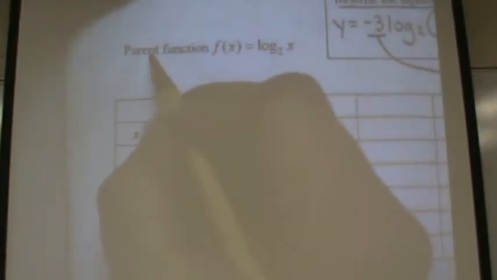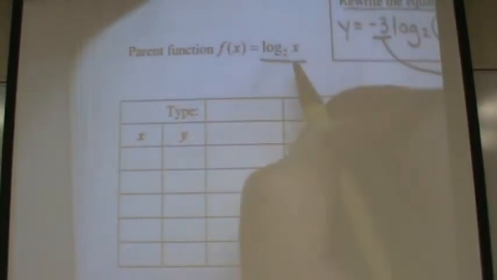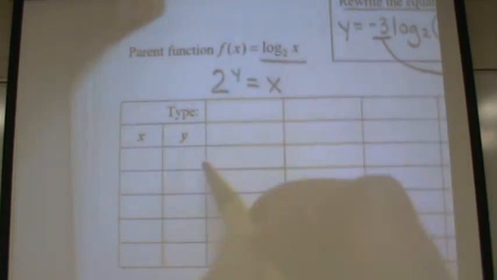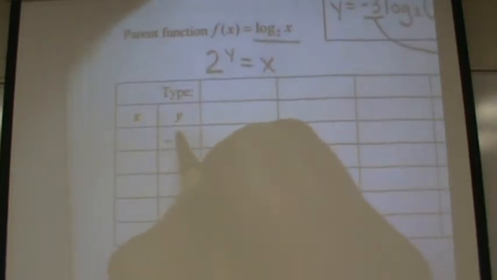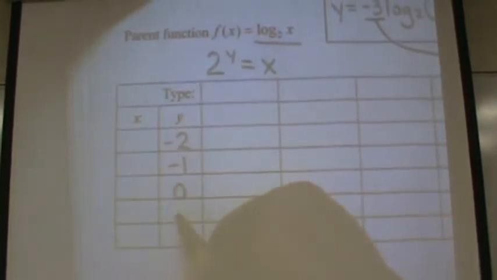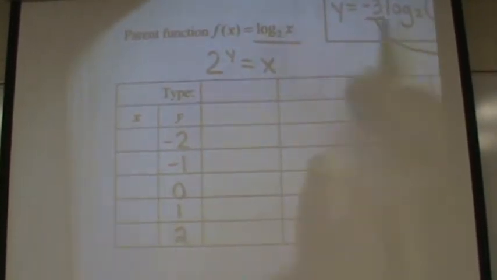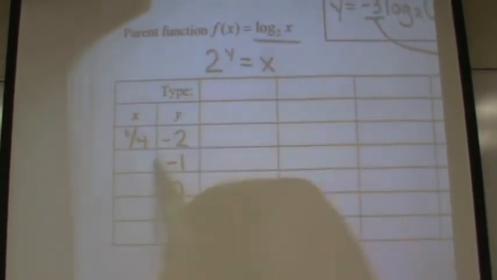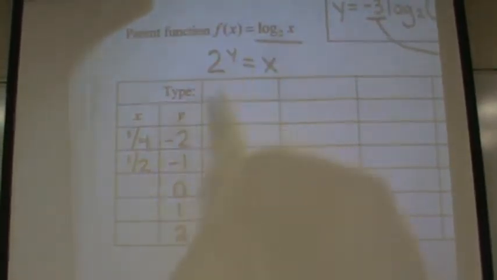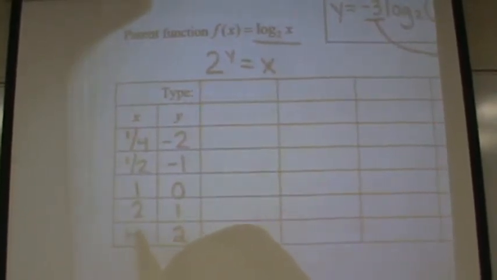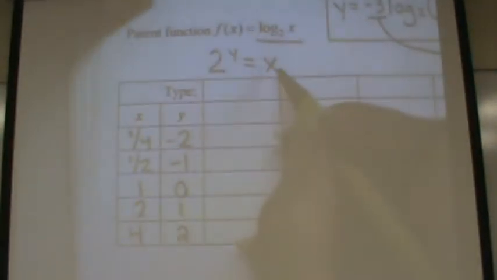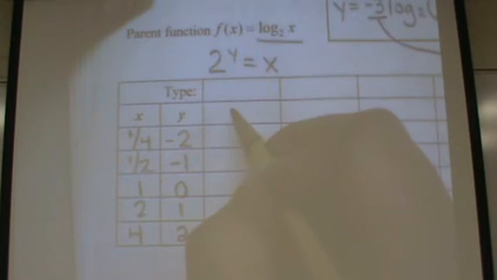So, what numbers am I going to use? This is why it's important to know the parent function. I'm going to rewrite my parent function as 2 to the y power is x, and I'm going to plug in y values like -2, -1, 0, 1, and 2. If I plug -2 in here, I get 1/4. If I plug -1, I get 1/2. 0, I get 1, then 2, and 4. So these are the numbers that you have to be able to get from the parent function. That's an important step.